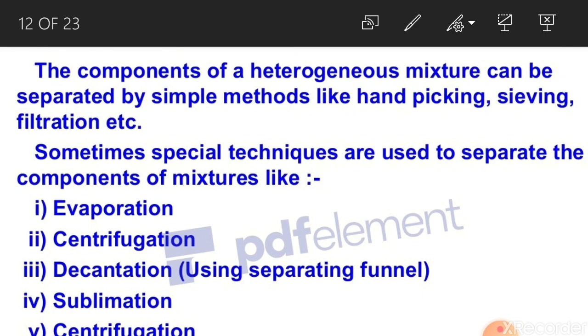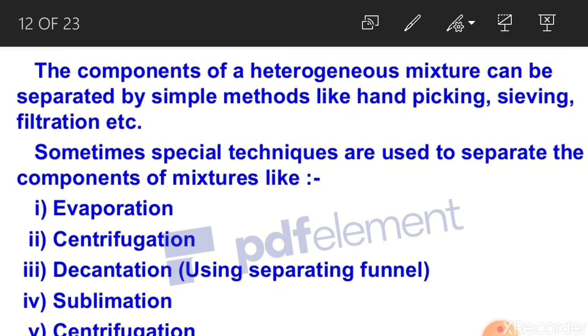So the next topic is separating the components of a mixture. Now we have to understand that most natural substances are not chemically pure. So we have to use different methods to separate the components of these mixtures. In this video we will discuss the different methods of separation.